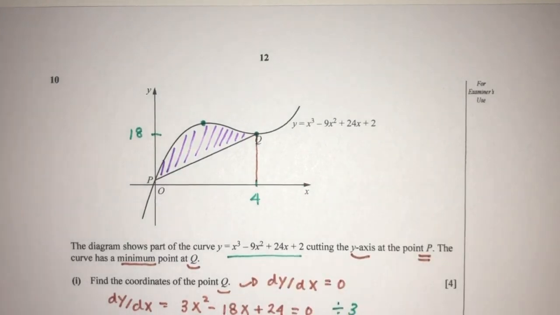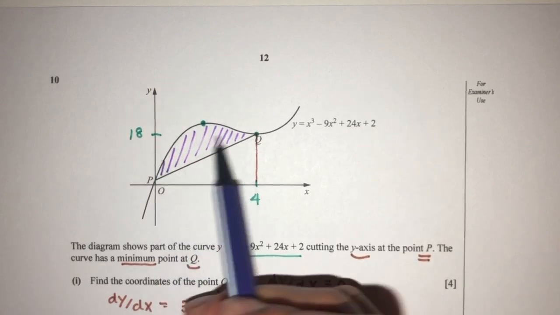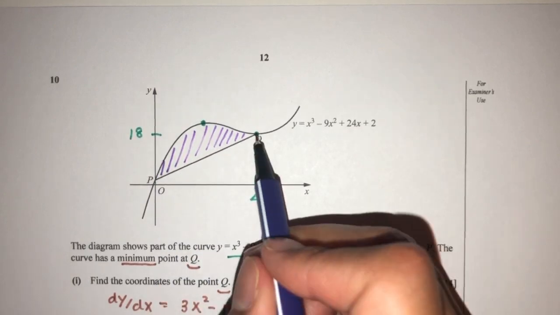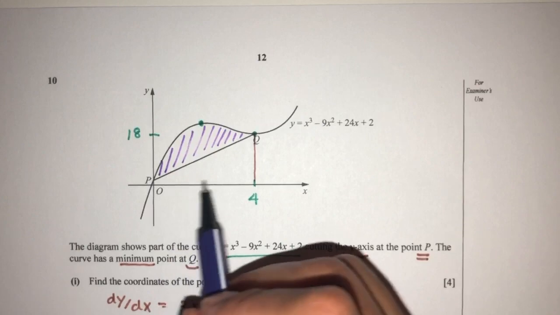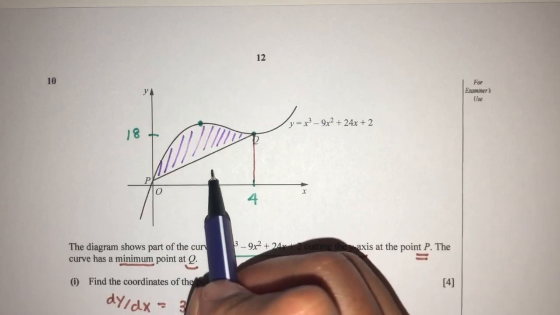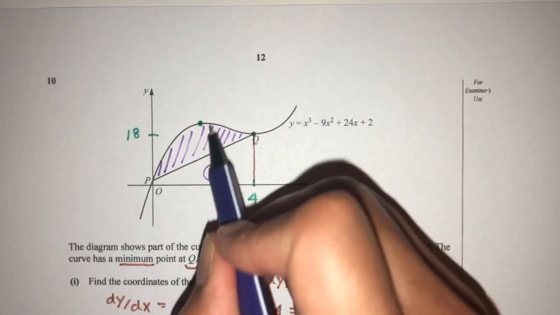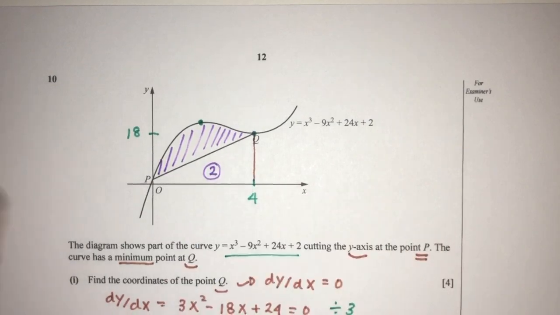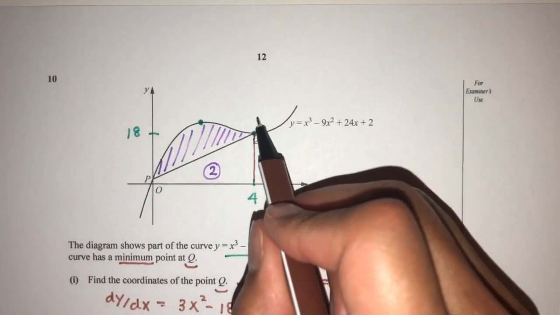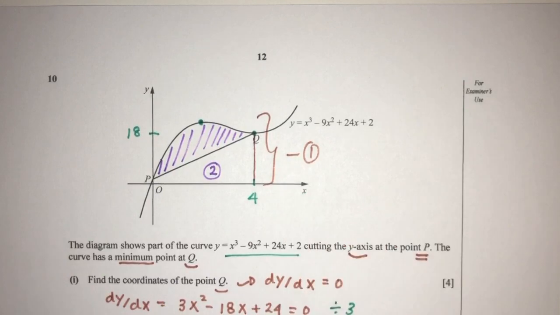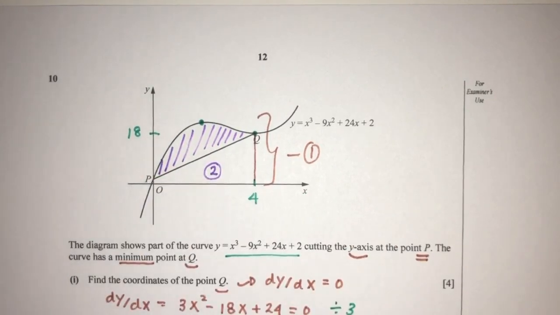Right. Now if you observe, how would you find this area? So the idea is that you will first find the whole area and then minus the area of this one. Let's call this one number 2. And the whole thing right here, let's call it number 1. So we have to take number 1 minus number 2 to get this area. That's the main idea behind how to do this question.